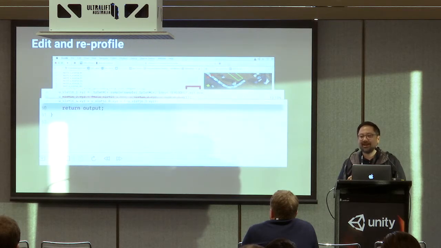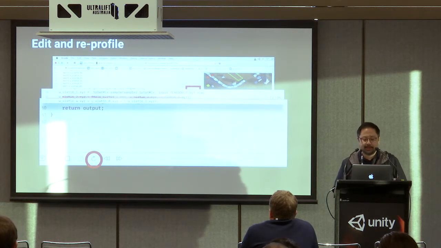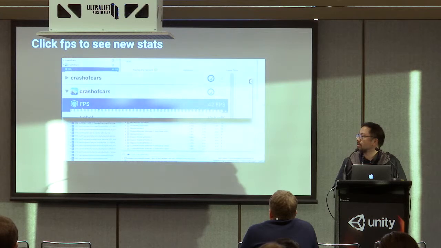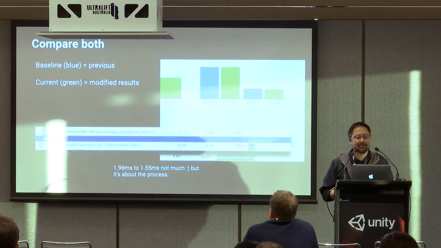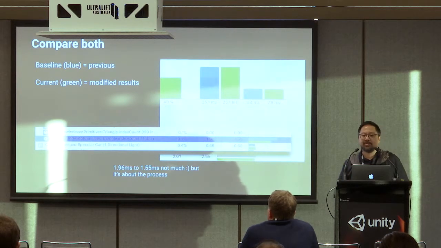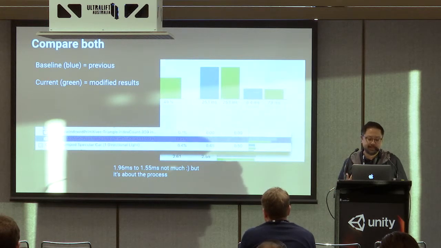So the great thing is you can edit the shader code runtime, and when you hit that reprofile, it's going to profile that same exact frame, but with your shader changes. So you just go back and click your FPS again, and now you'll see two graphs. So blue was what was before you modified the shader code, and green was what was after. So by deleting that one line, it dropped from 1.96 to 1.55. It's not a lot, but that's the basic process you can do to modify your shaders.